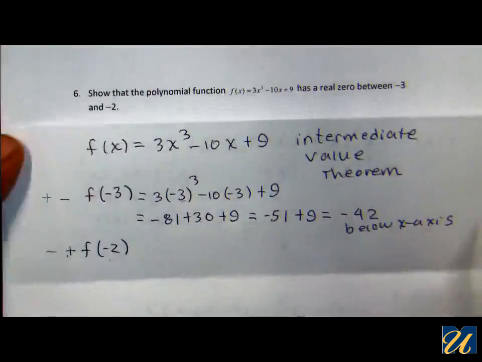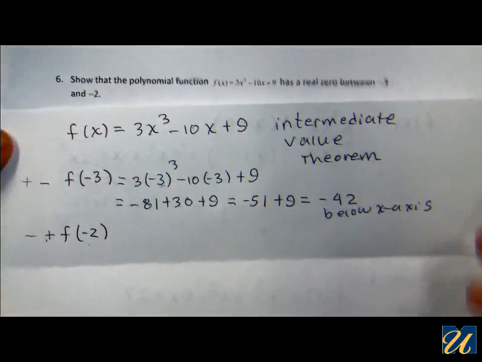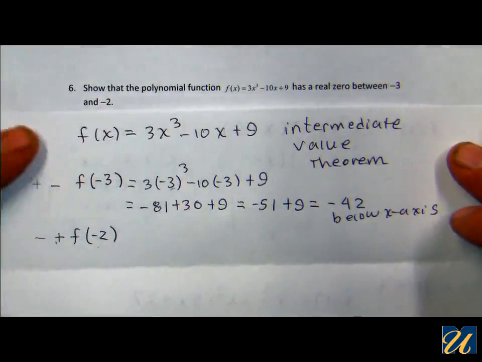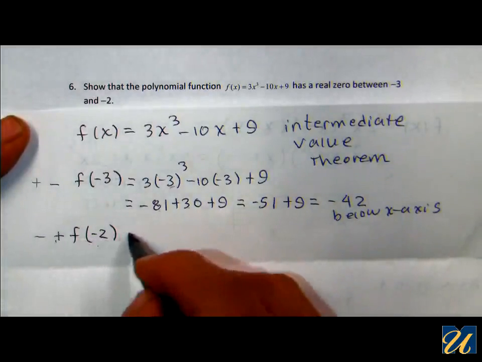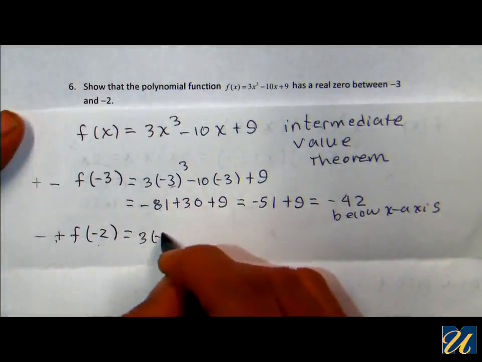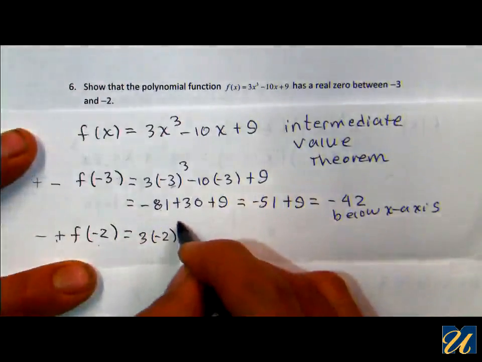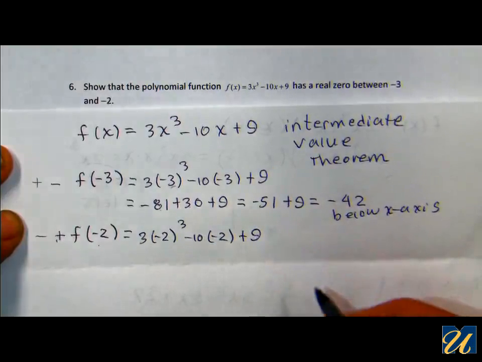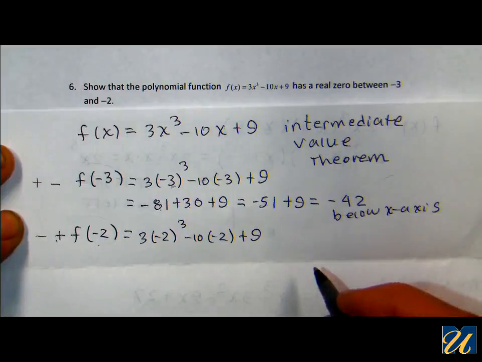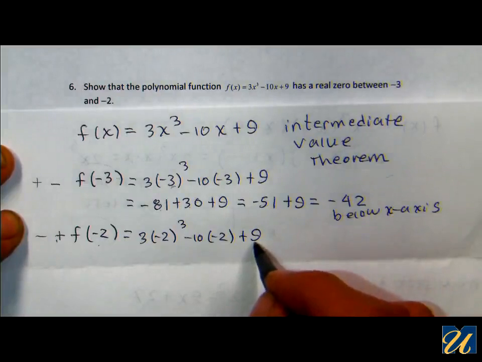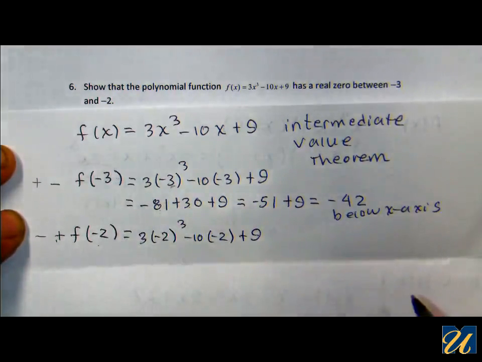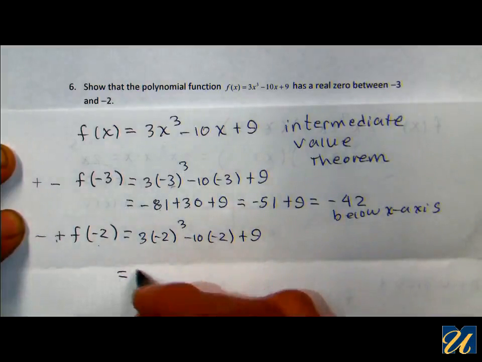So we're looking for a sign change in the computation of these y-coordinates from one value of x to another. So let's come over here and compute f of negative 2. 3 times negative 2 cubed minus 10 times negative 2 plus 9. If we get a negative number, that means this point lies below the axis and there's no sign change, and it shows that there is no x-intercept between negative 3 and negative 2. So we hope for a sign change here.